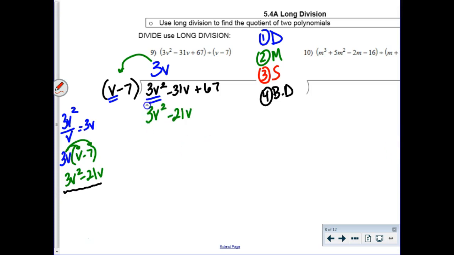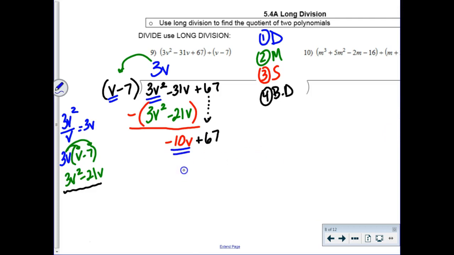Now I really encourage you guys to use a color right here on this step, parentheses around that thing, and let's subtract. The lead terms are gone, they cancel, and then negative 31 minus a minus 21 is like plus 21. So that's a negative 10v. And then step 4 is you bring it down. The next term, which is our last term, so we're almost done, plus 67. Alright, now we start all over again.